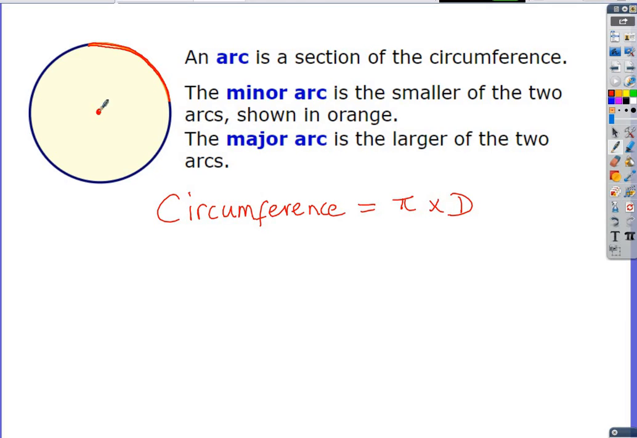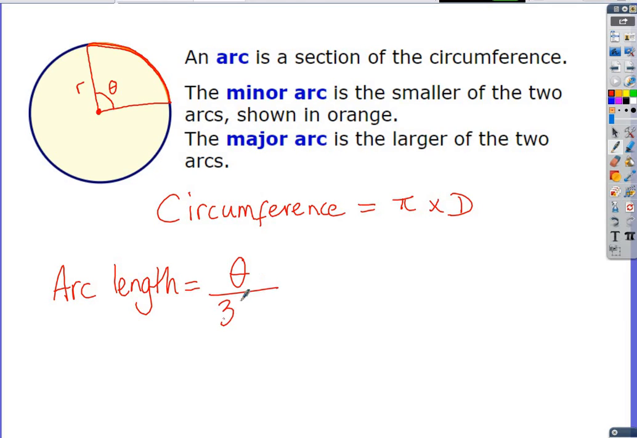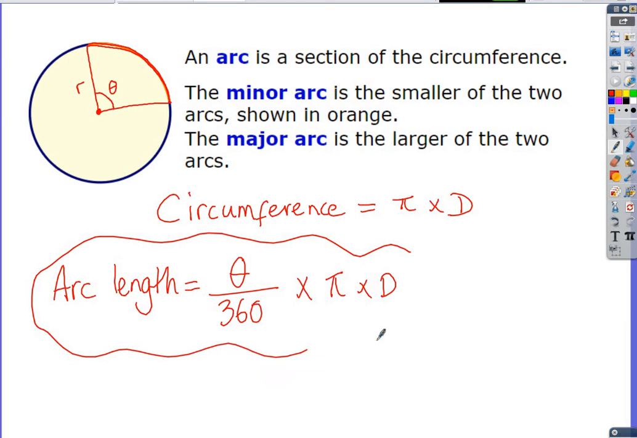To work out the length of an arc, we need to know what the radius is to be able to find out the diameter, and we'll also need to know, similar to when we were working out the area of a sector, this angle, to be able to find the fraction of the circumference that the arc is. So the formula for the arc length is going to be the fraction of the circle, which will be theta over 360, multiplied by pi times diameter. And that is how you find the arc length.